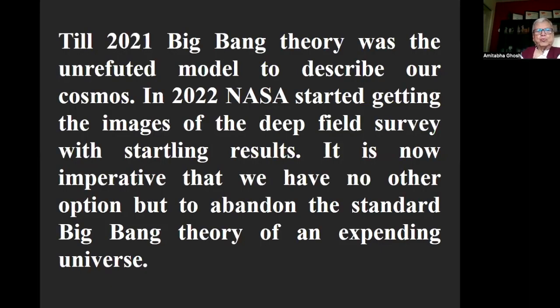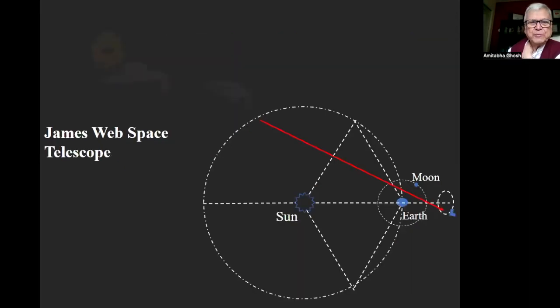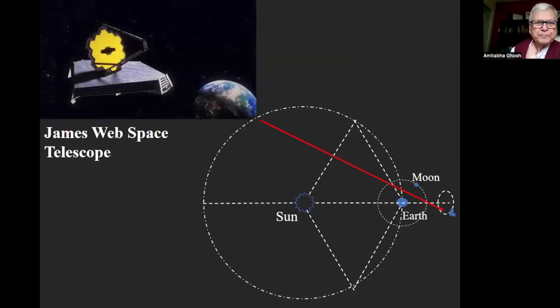Okay, before 2021, the Big Bang theory was the unrefuted model to describe our cosmos. In 2022, NASA started getting images of the deep field survey with startling results. It is now imperative that we have no other option but to abandon the standard Big Bang theory of an expanding universe. The James Webb Space Telescope looks like this.